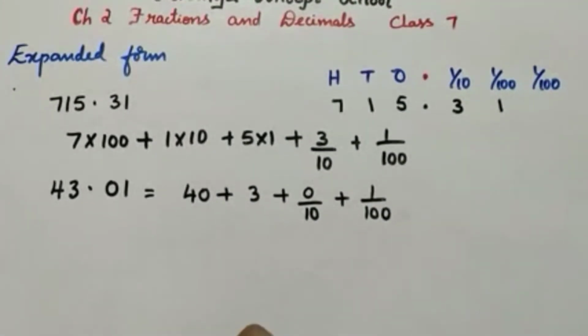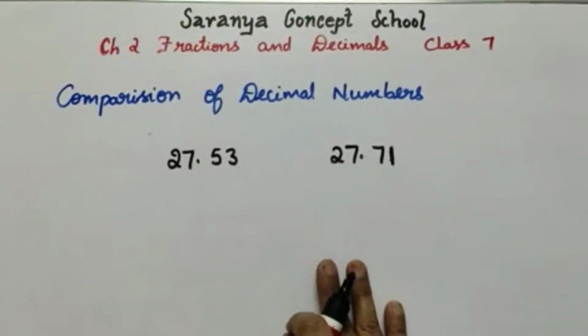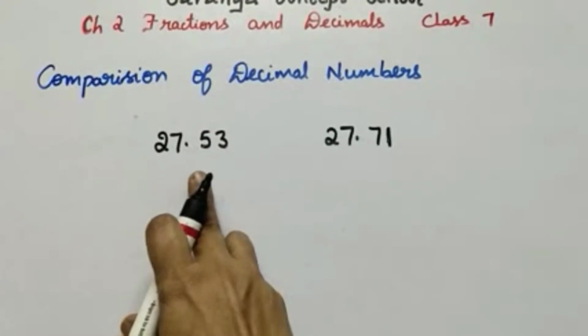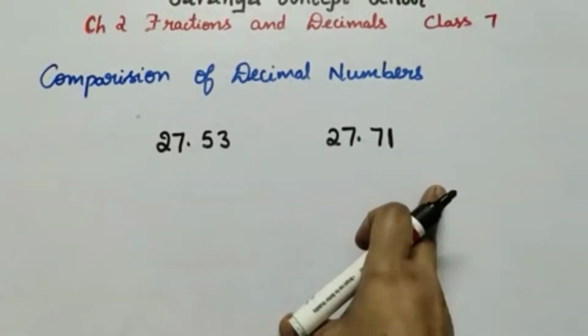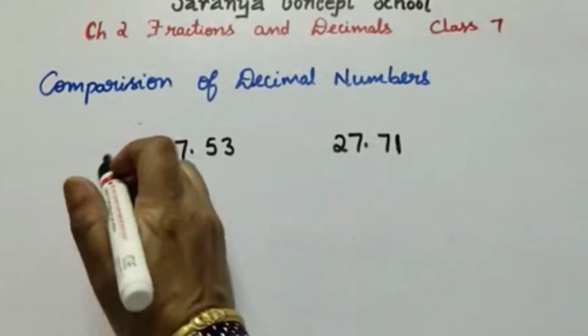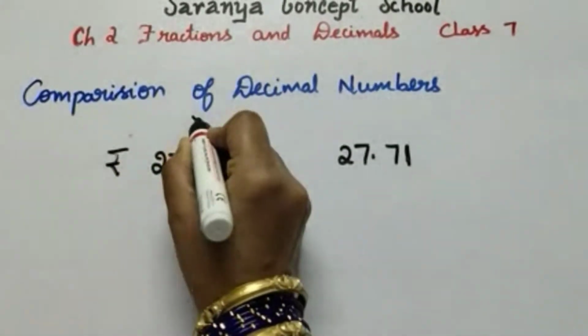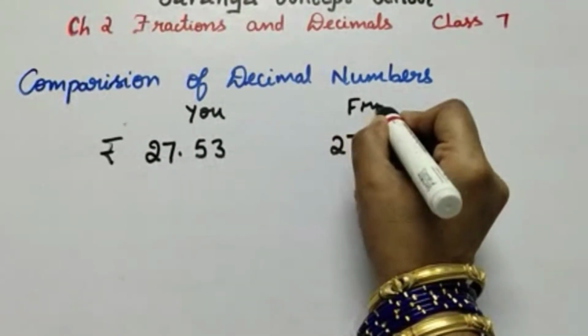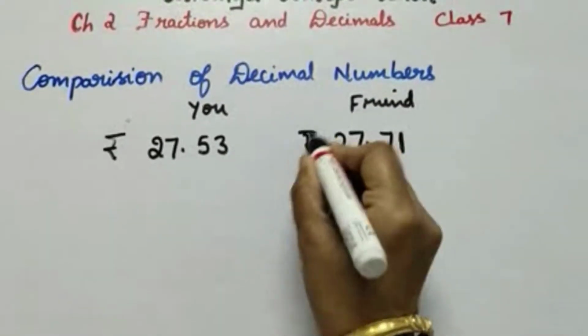Am I clear? Now let us learn about the comparison of decimal numbers. Here I have taken two numbers, 27.53 and 27.71. Let us suppose you and your friend have an amount of rupees, you have 27.53 rupees and your friend has 27.71 rupees.